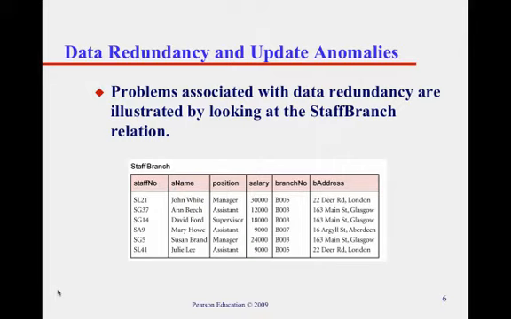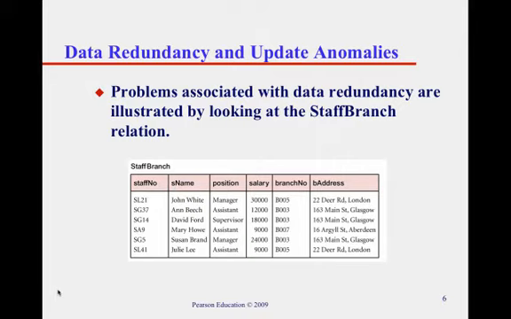So one issue I'm going to have is that if I hire a new staff member and insert them into this relation, then I'm going to have to include not only their branch number, but also the branch address. And should I get it wrong, that's going to be an issue. So that's something called an insertion anomaly. When I do an insertion, I could actually mess up the database by putting in something that's incorrect.